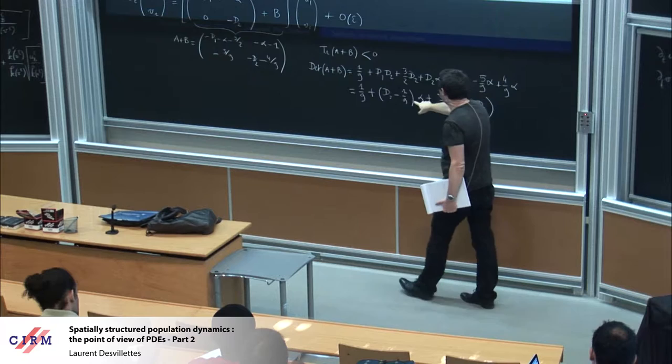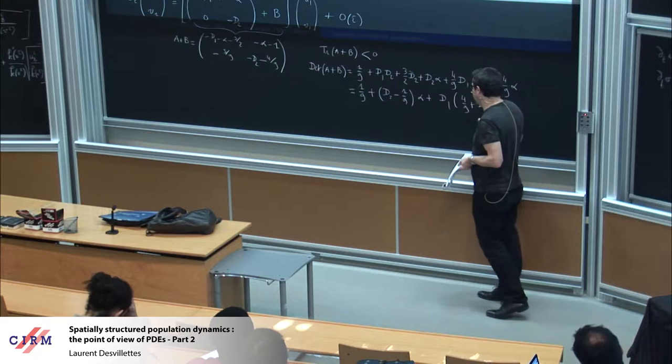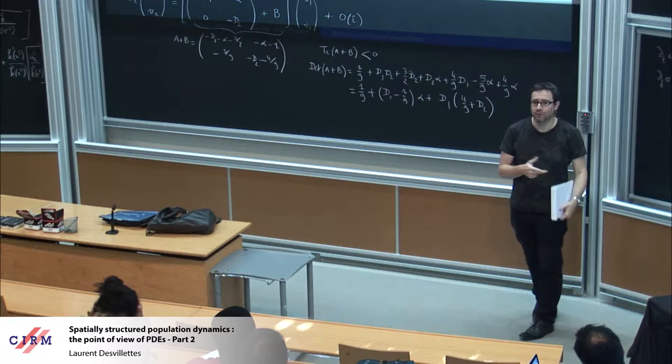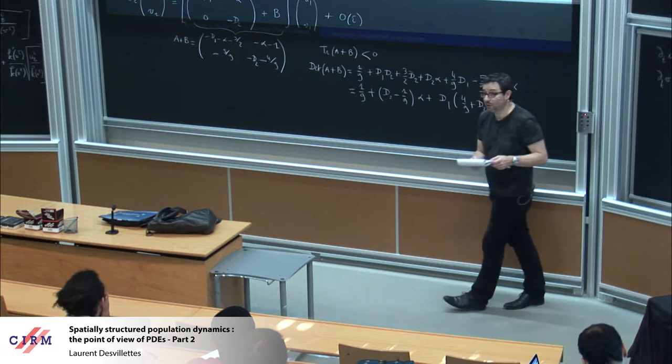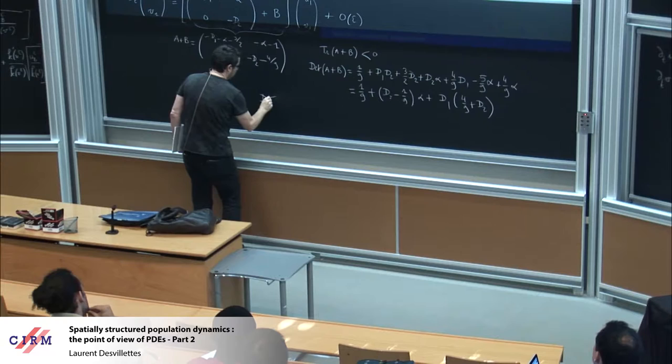So as you can see, now the whole point is, is it possible to get something which is negative out of this formula? And the only negative term you can use is actually this one. Okay, so the first thing you can do is to say, well, let's choose D1 extremely small in such a way that this term can be neglected. Okay, so we take D1 very small.